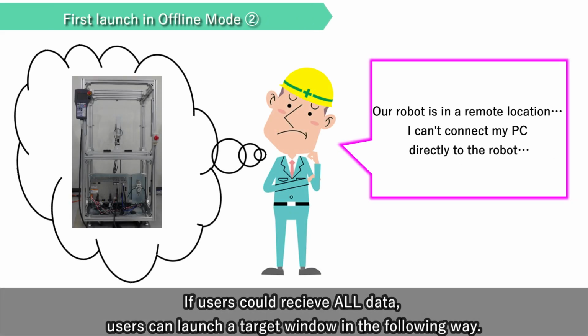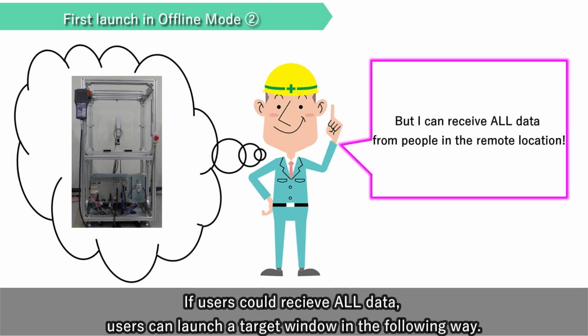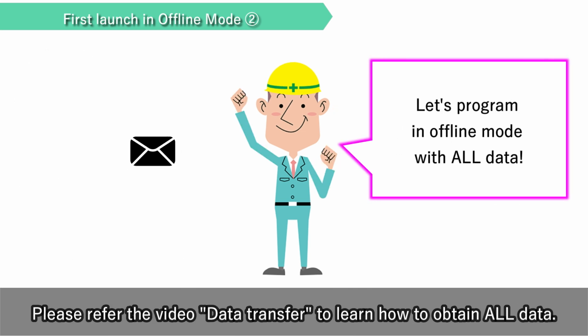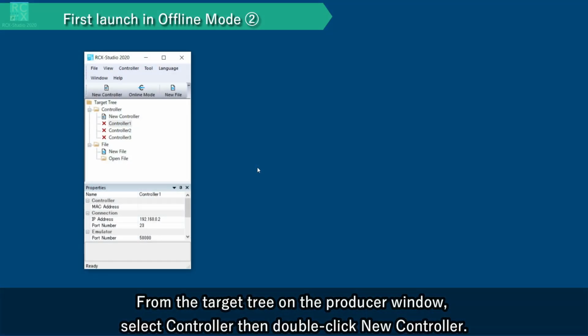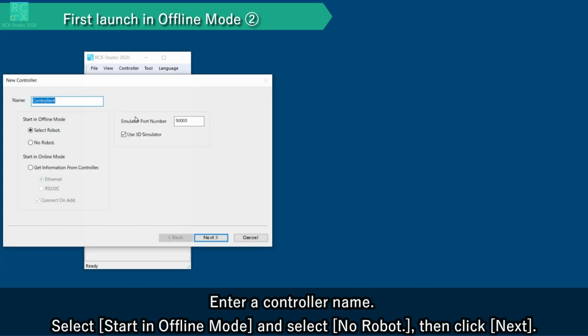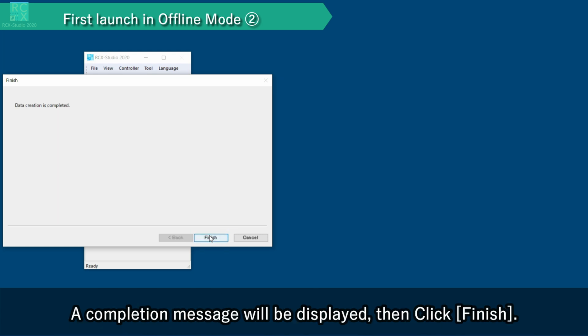If users could receive all data, users can launch a target window in the following way. Please refer to the video Data Transfer to learn how to obtain all data. From the target tree on the producer window, select Controller, then double-click New Controller. Enter controller name. Select Start in Offline Mode and select No Robot, then click Next. A completion message will be displayed, then click Finish.